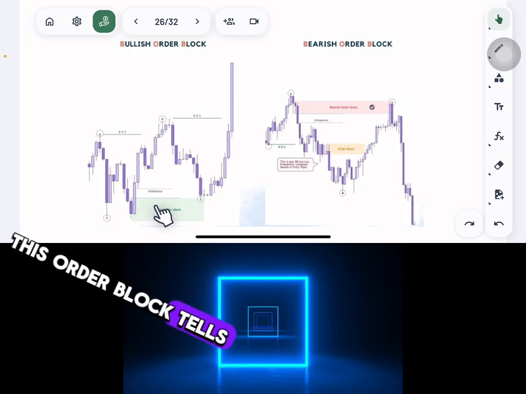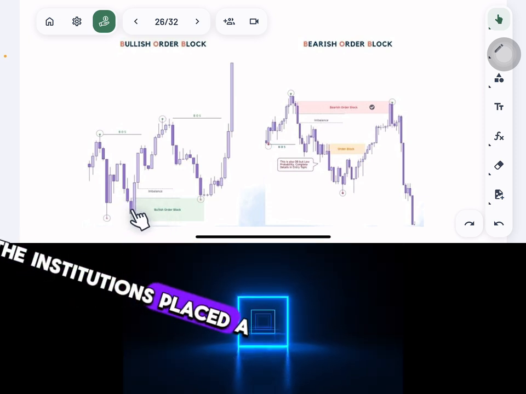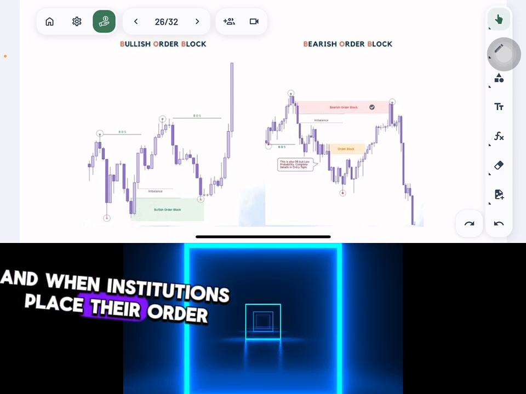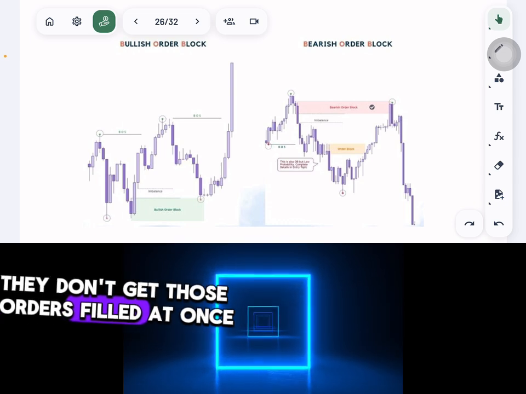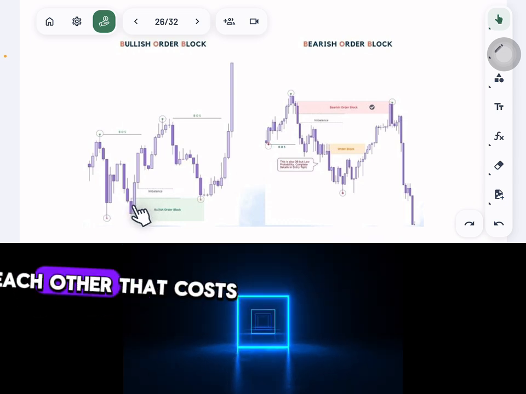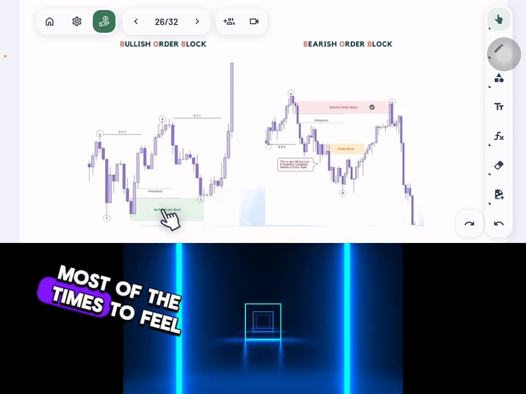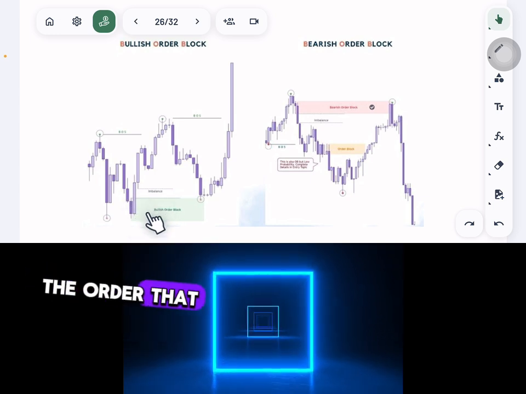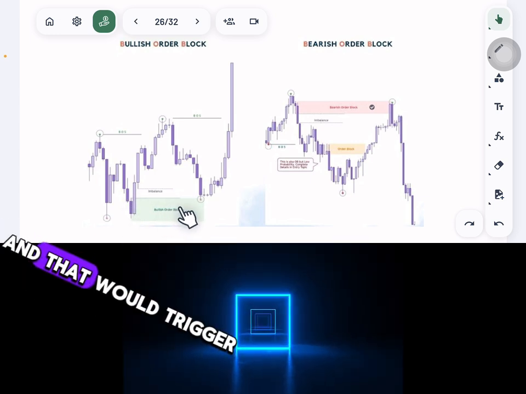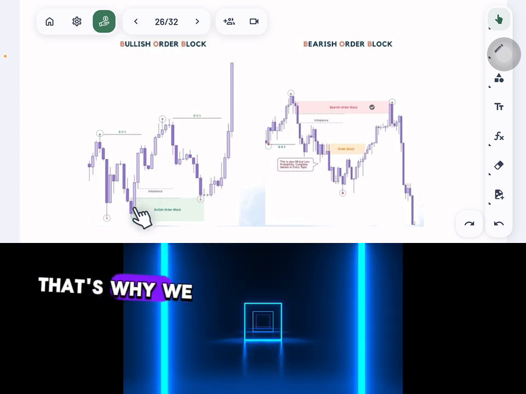So this order block tells you that this was where the institutions placed a huge order, and when institutions place their order, they don't get those orders filled at once. Okay, so basically if they place their order here, a huge order that causes an aggressive move like this, they are still going to come back most of the times to fill the orders that are left. Okay, they're going to come back to complete the orders, and that will trigger another aggressive move. Okay, so that's why we wait here.